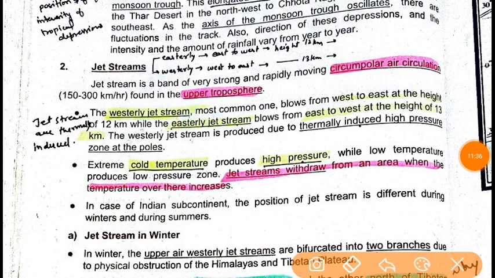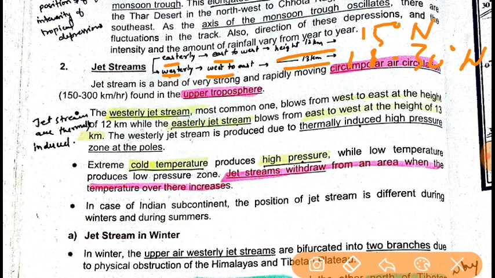Now jet streams. There are two types of jet streams. One is the easterly jet stream and another is the westerly jet stream. Westerly is in winters, flowing west to east, 13 kilometers from the ground surface and at latitudes of 28 to 30 degrees north. Then there is an easterly jet stream in summers, flowing east to west at a height of 12 kilometers, which is around 15 degrees north, so somewhere on peninsular India.